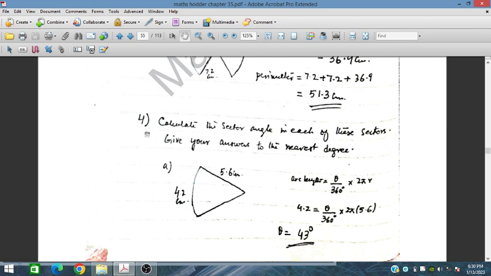So in question number 4, calculate the sector angle in each of these sectors, giving your answer to the nearest degree. So we have this radius of 5.6 centimeters, and this arc length is 4.2.